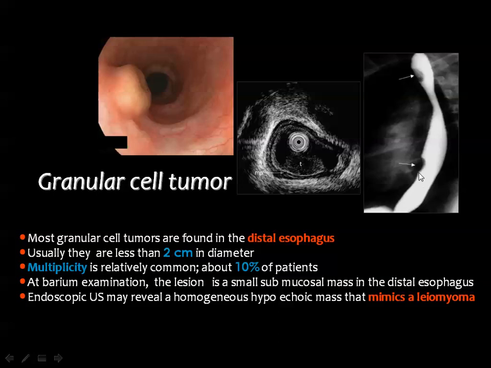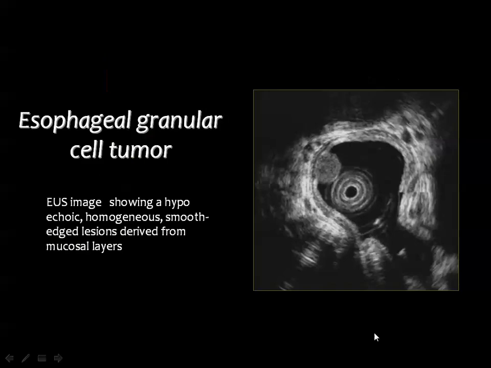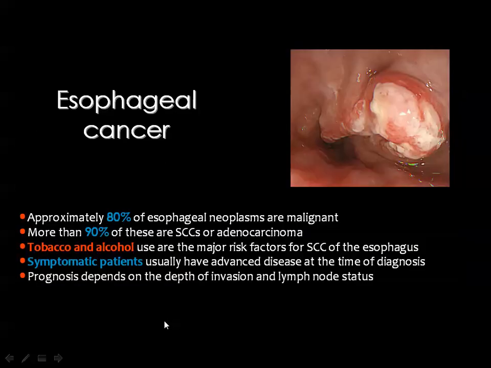This is an example by endoscopic ultrasound and by barium esophagography of granular tumors. You see two lesions with a smooth surface, and they are small. Multiplicity is relatively common, occurring in about 10% of the cases. And by endoscopic ultrasound, the lesion may mimic the leiomyoma. This is endoscopic ultrasound showing the appearance of the tumor, which is arising from the mucosal surface of the esophagus.